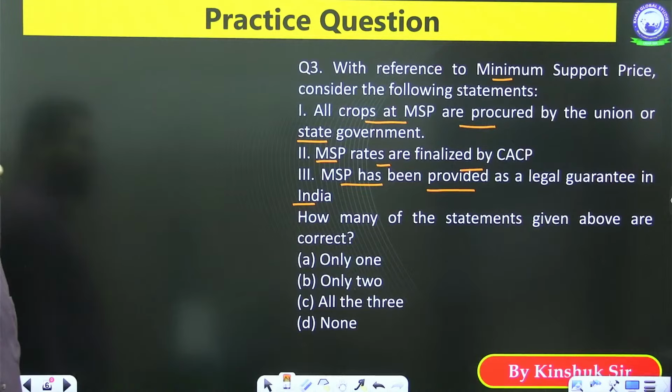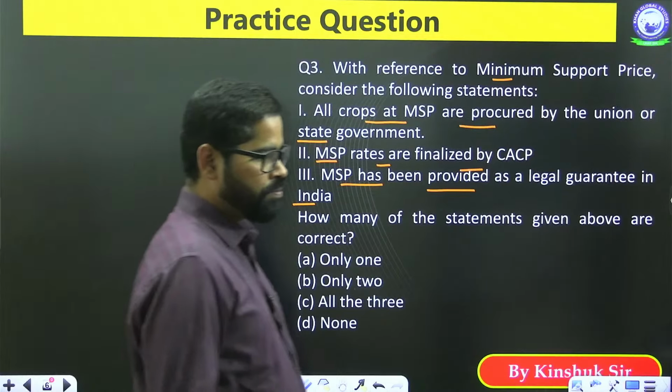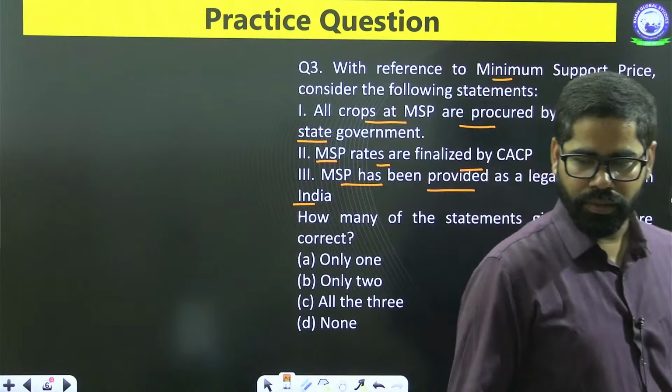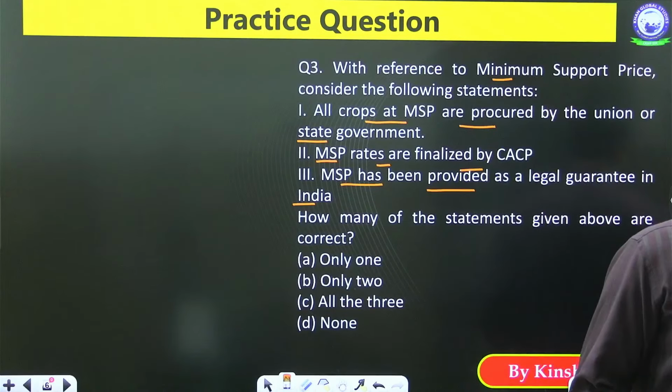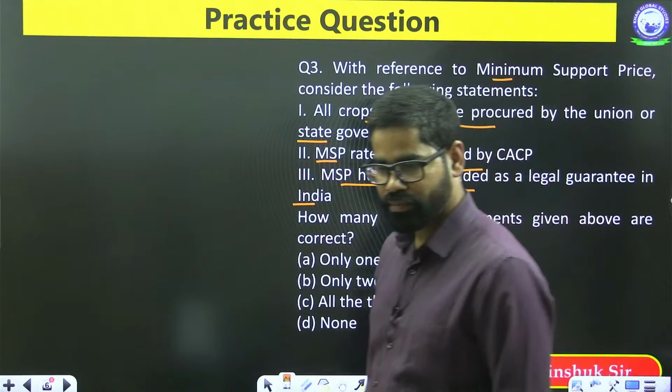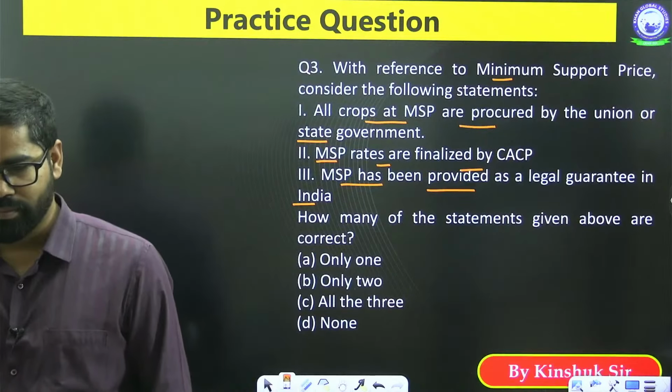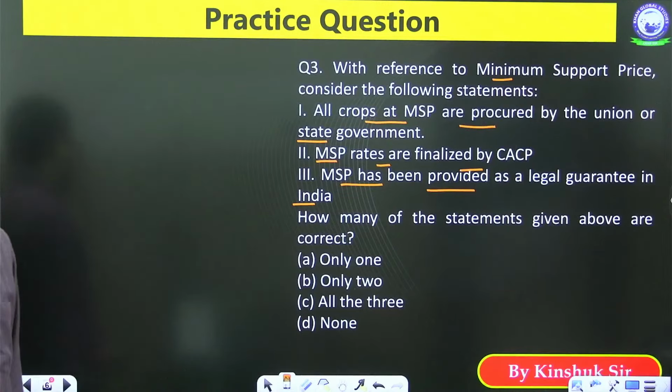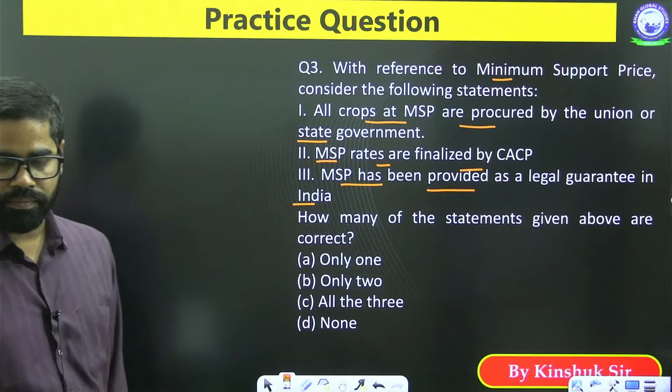So here we are having question number 3, minimum support price. Good evening, Anjali. A option.